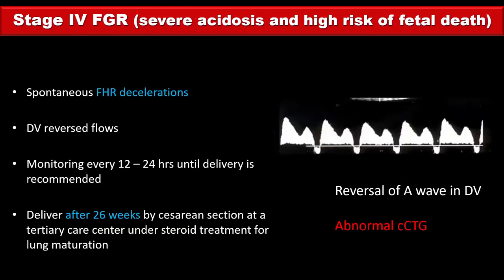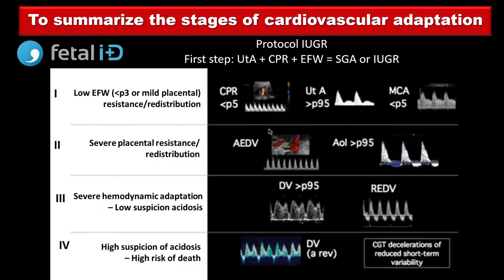Stage 4 FGR is severe acidosis, and here we will have reversal of flow in ductus venosus, and we'll have abnormal CTG and fetal heart rate decelerations. And we have to monitor these patients morning and evening, and we need to deliver them even when they are just 26 weeks after giving steroids.